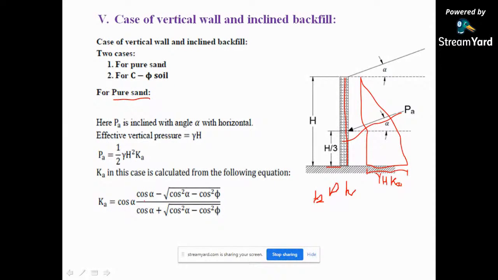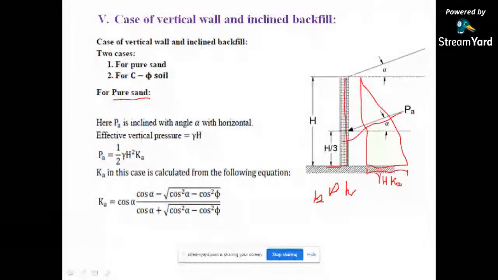Cos alpha into cos alpha minus under root cos square alpha minus cos square phi, upon cos alpha plus under root cos square alpha minus cos square phi. Phi is the angle of frictional resistance, so that you have to consider when it is pure sand also. Why cos is considered? Because we are getting an angle with the horizontal. Any angle made with the horizontal is known as your cos, so that's why cos is to be considered. So this is how you are calculating the value of active earth pressure in an inclined condition when wall is vertical to the backfill.